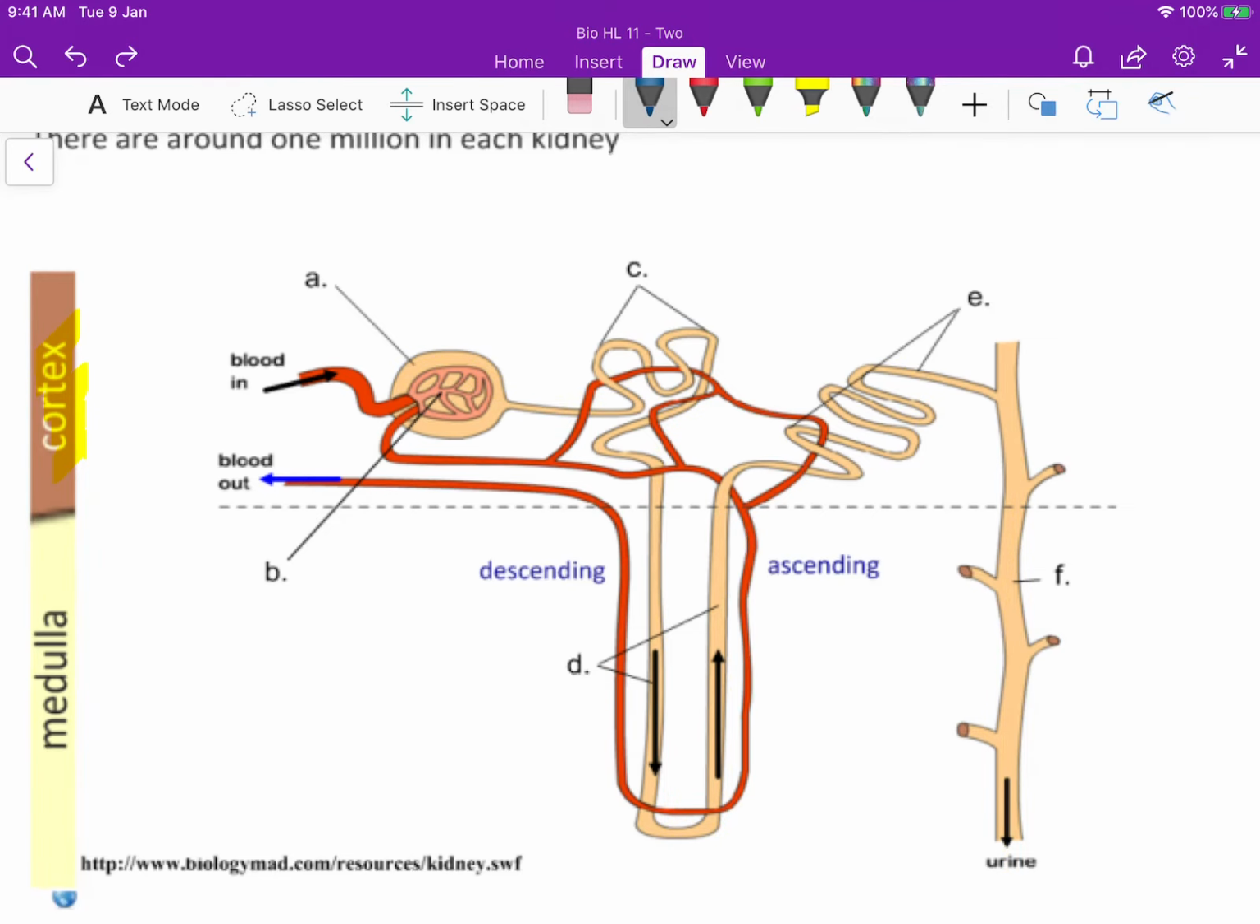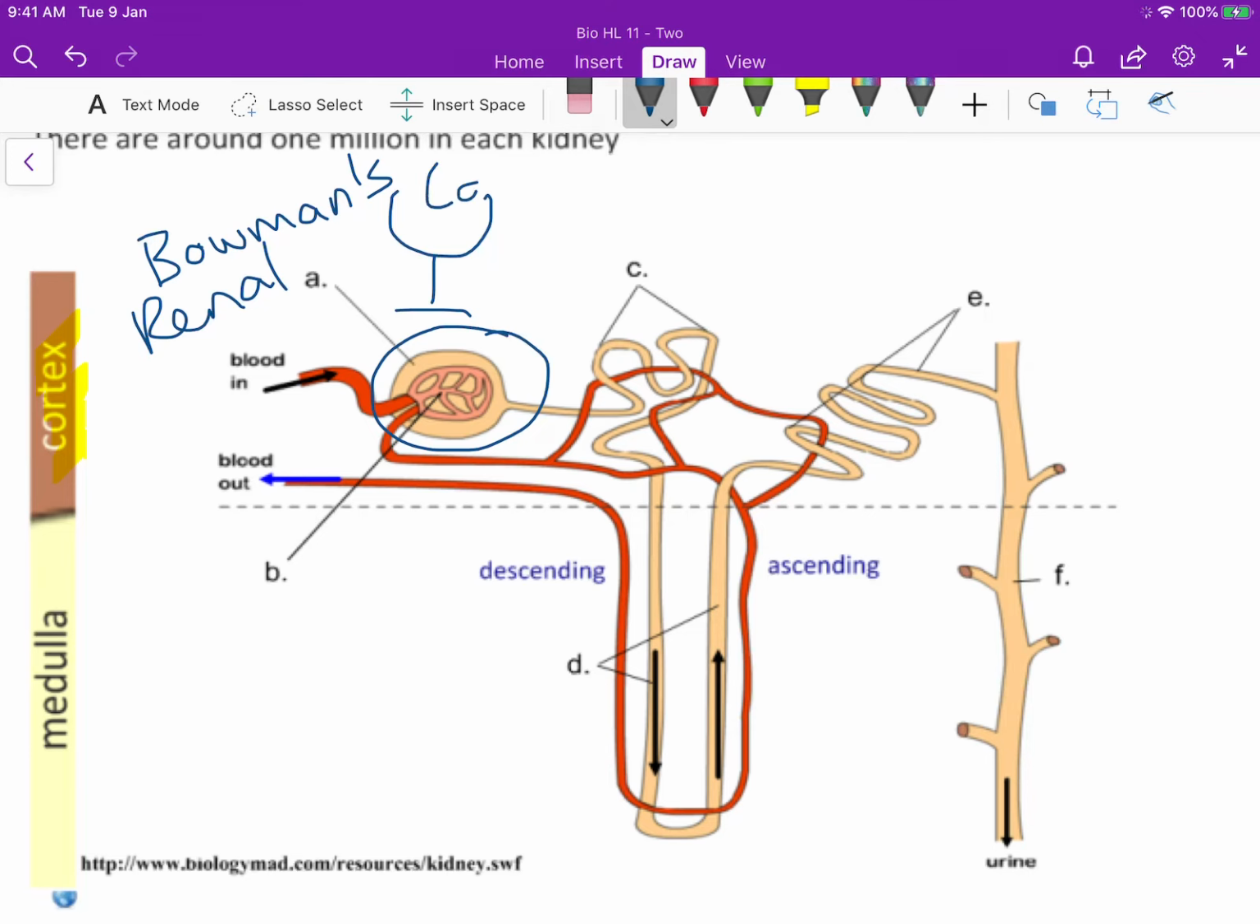So let's go through and label some of these. The first thing we're seeing looks a bit like a cup structure, like an old school cup. Because of that, it's sometimes called Bowman's cup, or capsule. So this first bit here, the whole bit, A, that is Bowman's, or the renal, to do with the kidney, capsule.